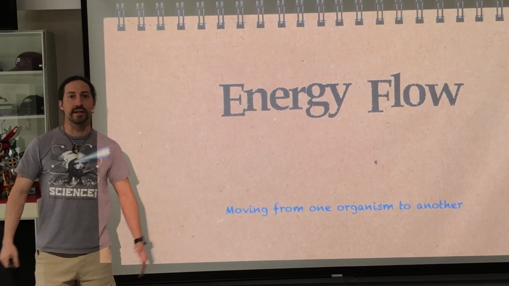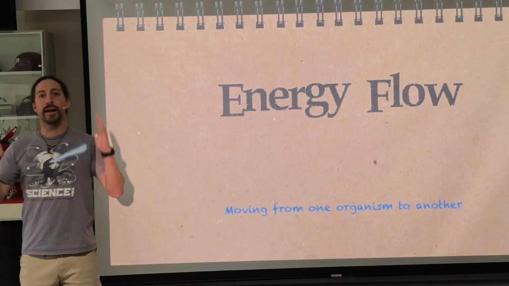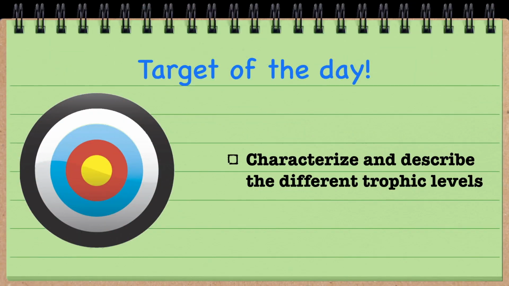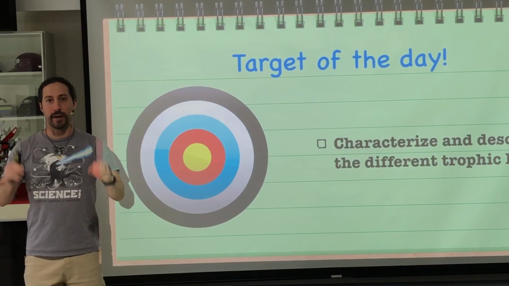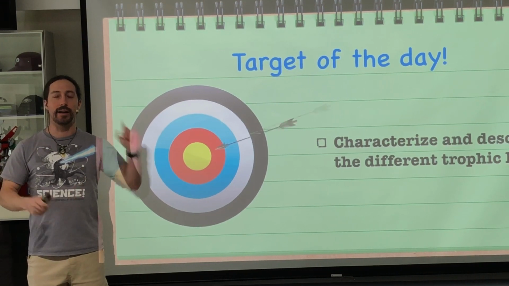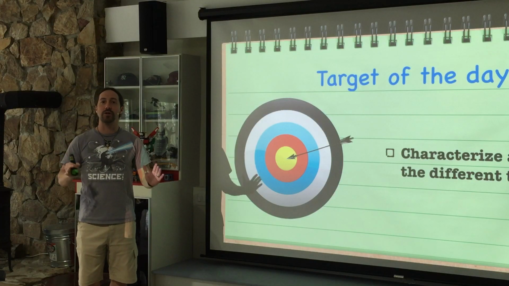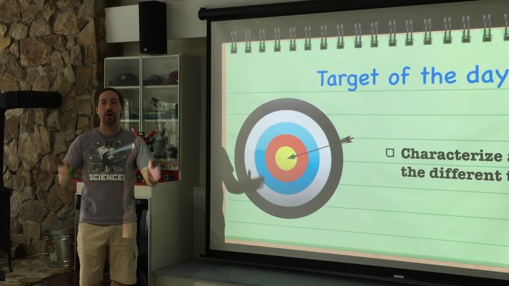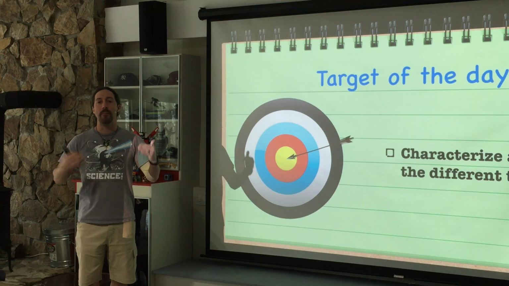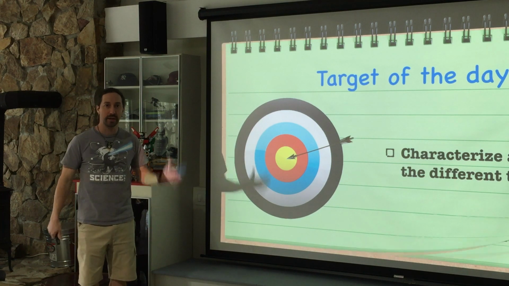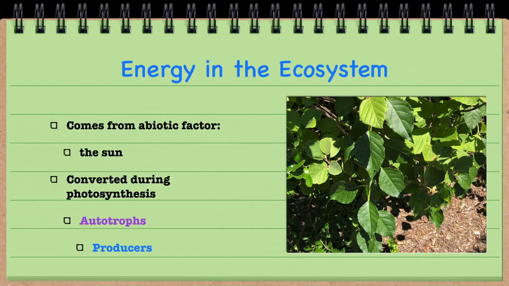Welcome to our next lesson. Today, we're going to be looking at energy flow, and specifically at how energy moves from one organism to the next. So we're going to have to be able to characterize and describe what we were referring to as trophic levels. That is our goal for today, that you can identify and characterize different organisms based upon how they obtain their energy, by their trophic level. Let's get this all started.